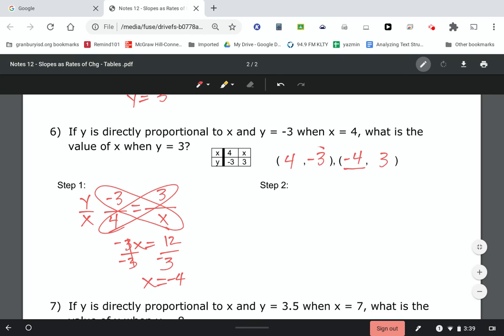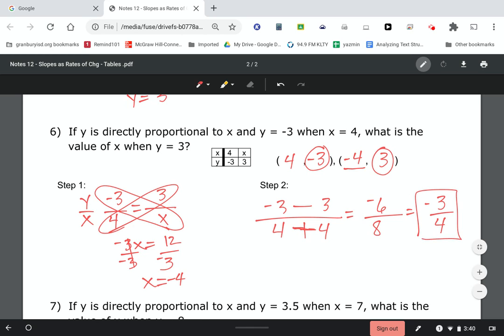So now we're going to circle, circle, dash, line, dash. We have a negative 3 and a 3. We have a 4 and a negative 4. So negative 3 minus 3, same signs, add and keep. And 4 minus a negative 4, this becomes a positive. So 4 plus 4 is 8. And negative 6 divided by 8 simplifies to negative 3/4.